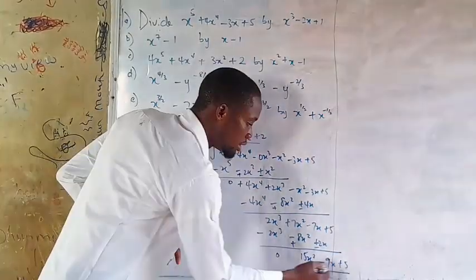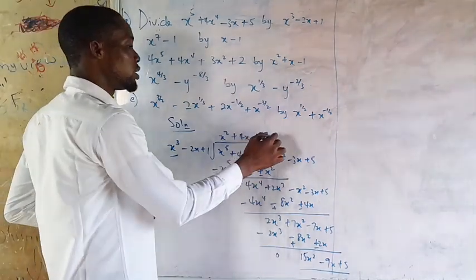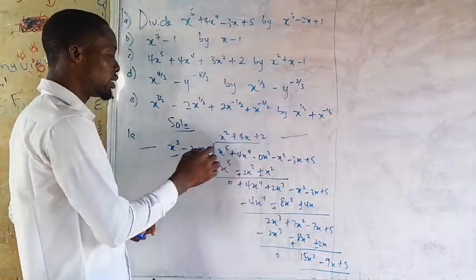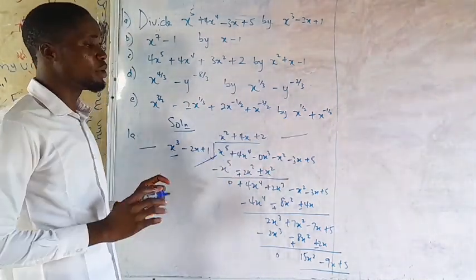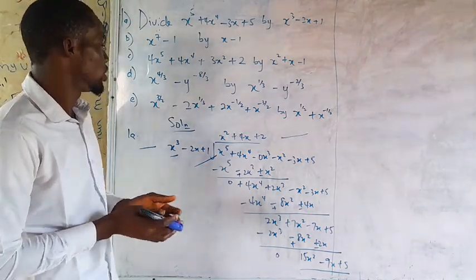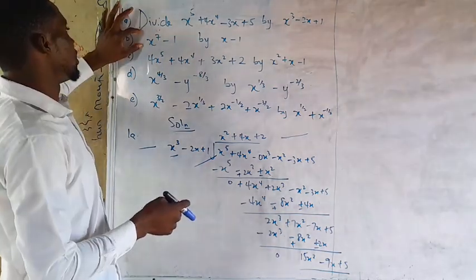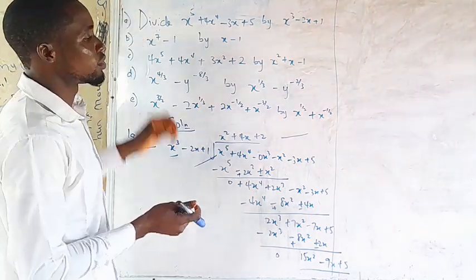Now it means this is my remainder, this is my quotient, this is my divisor, and this was my dividend. As simple as that. Now the same idea I would apply to solving this question also.